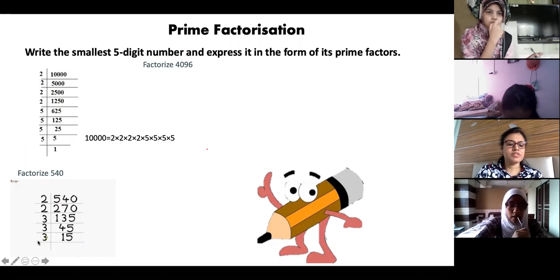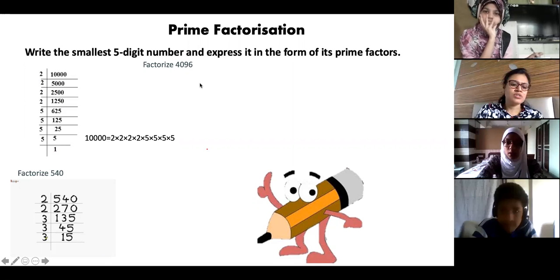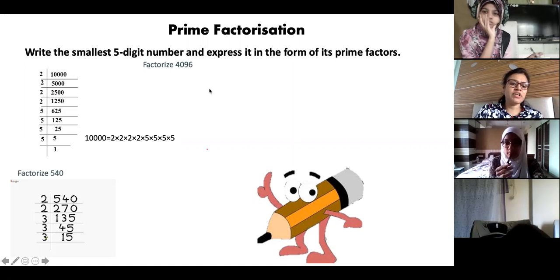Ma'am, in the 4096, the 0 will come as it is. If you're dividing by 2, 2 2s are 4, 0 as it is. Ma'am, I got the answer. Okay, and then 9 will come, then 2 4s are 8, and then 2 8s are 16. Yes, what is the answer, Abdullah? 2 raised to 12.